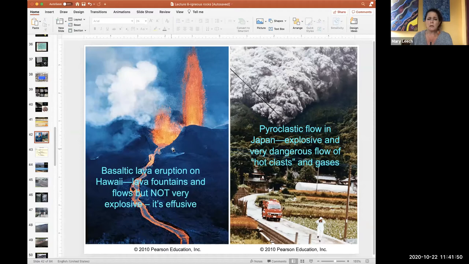If you can't remember effusive, that's okay. Just say gentle eruption instead of explosive or some other term for that. I'll understand. Now, this is a pyroclastic flow. This is from an explosive eruption in Japan of a composite of a stratovolcano. I don't remember the name of the volcano. Sakurajima. It's something like that.